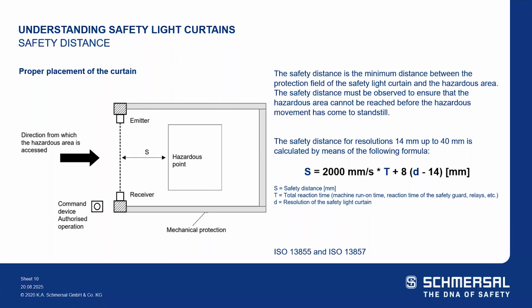So that safety distance takes the total reaction time, your machine run-on time, your reaction time of the safety guard, and the safety controller, and contactors, et cetera, and utilizing the resolution of the safety light curtain, you can then determine the safe distance for the placement of that light curtain.